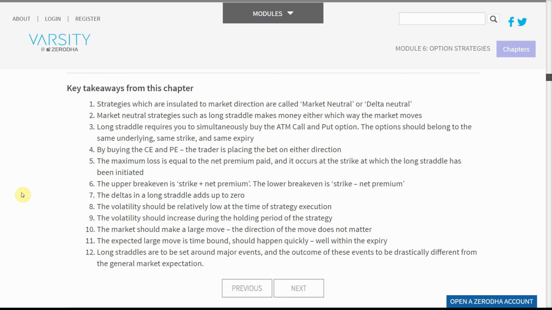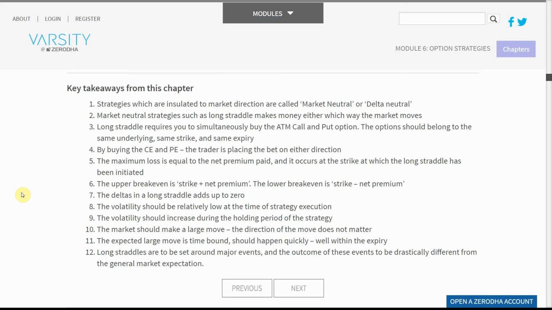By buying the CE and PE, the trader is placing a bet on either direction. The maximum loss is equal to the net premium paid, and it occurs at the strike at which the long straddle has been initiated. The upper break-even is strike plus net premium. The lower break-even is strike minus net premium. The deltas in a long straddle add up to 0.